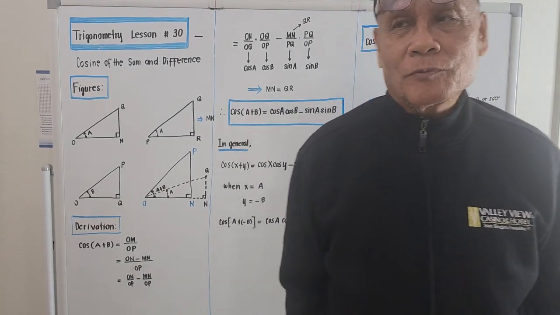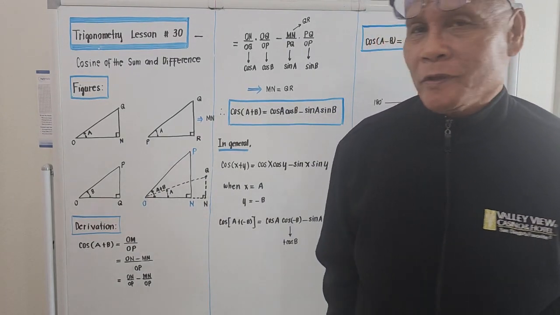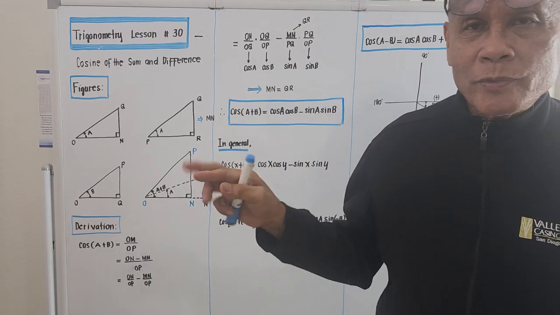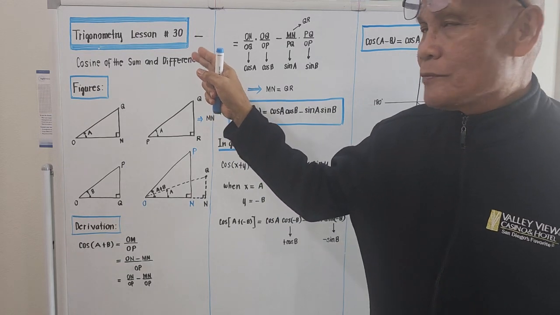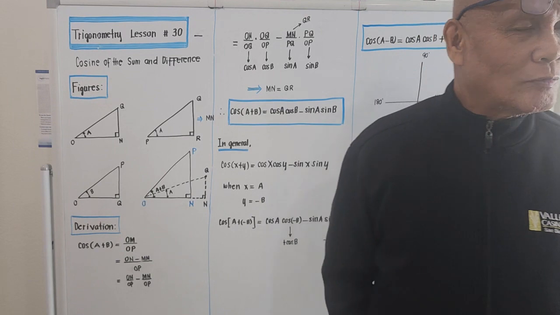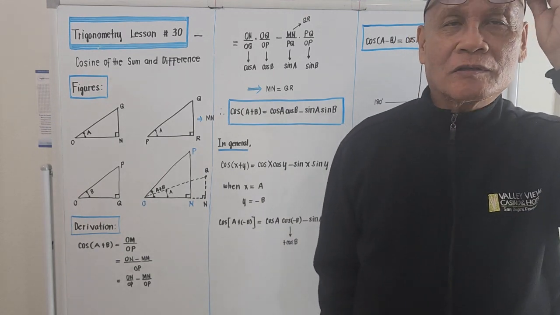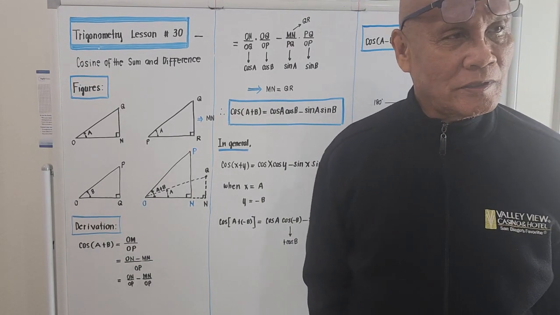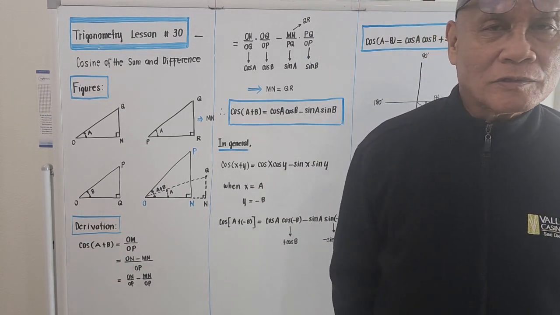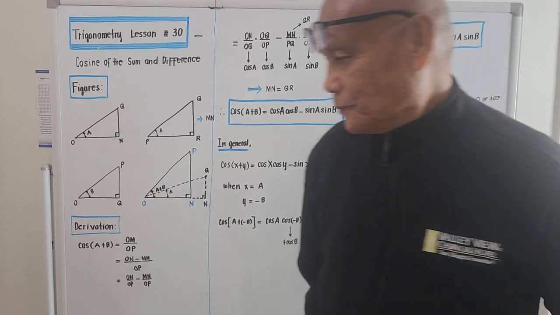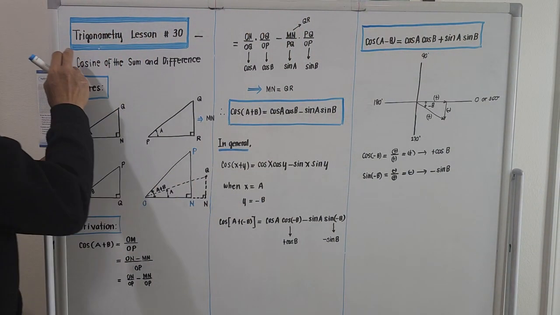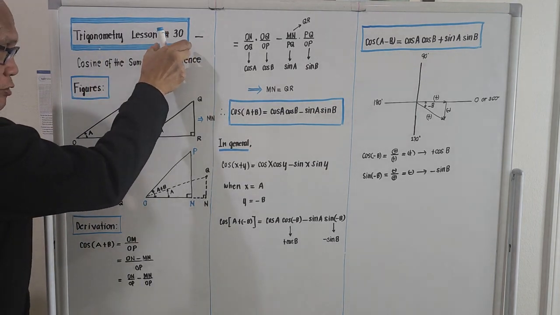My next topic for tonight will be a continuation of my long video format discussion on trigonometry, and I am now on lesson number 30. What's up, guys? This is one of the most interesting topics under the study of trigonometry, that is the cosine of the sum and difference of two angles. Let's proceed. The subject matter for tonight will be trigonometry, lesson number 30.